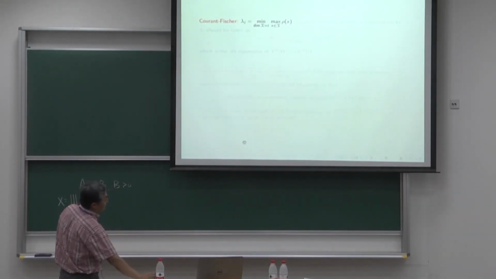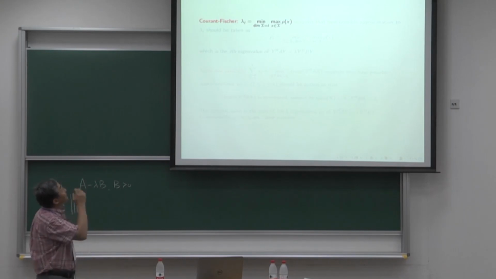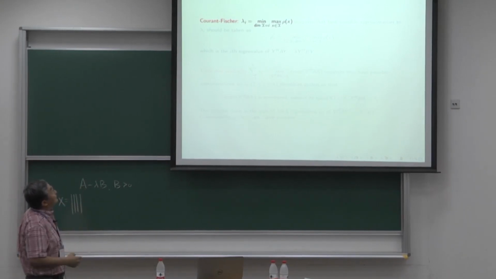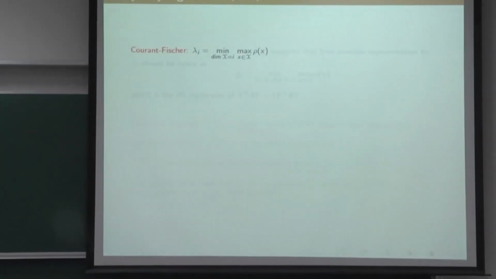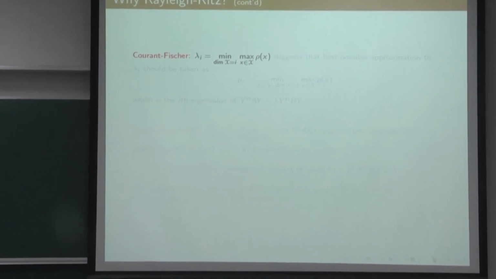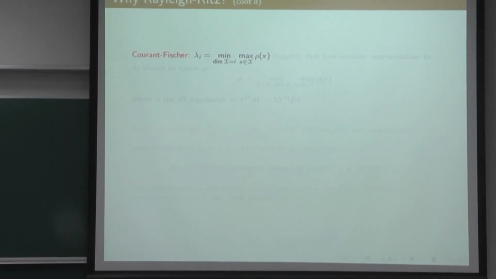Let's look at a couple of ways to justify it. Now look at the Courant-Fischer. Courant-Fischer says lambda i is the min over all subspaces of dimension i, and then you take a max. Since we know only the subspace Y, we don't have the whole space, we only have the subspace Y.